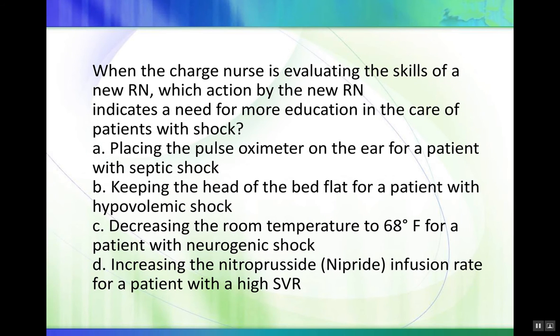When the charge nurse is evaluating the skills of a new RN, which action by the new RN indicates a need for more education in the care of patients with shock? Your answer here is C, decreasing the room temperature to 68 degrees for a patient with neurogenic shock. Patients with neurogenic shock often have issues maintaining their temperature, so the room temperature should always be kept warm to avoid hypothermia. The other actions by the nurse are appropriate.